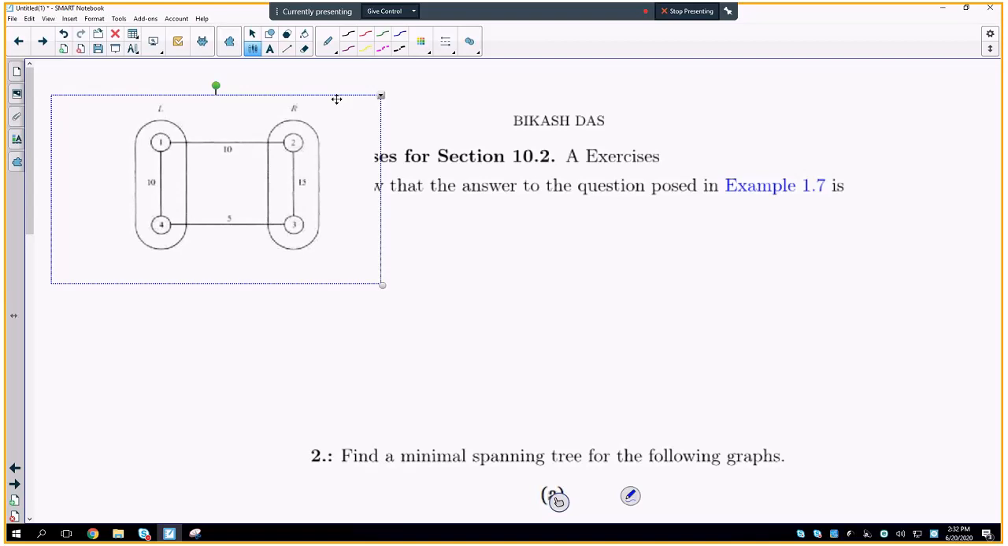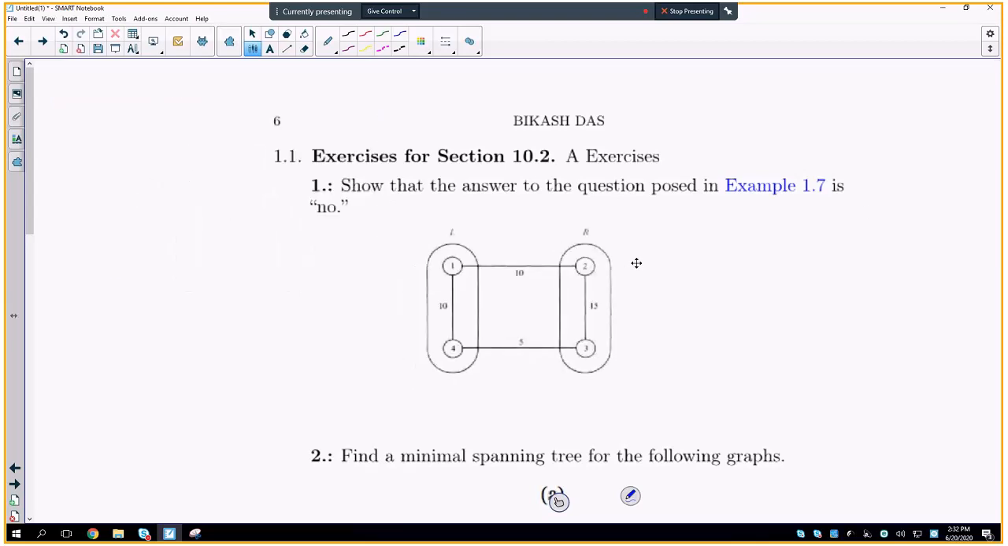So this is a graph that I thought about. I already have set my left set and right set. The two vertices in the left set are 1 and 4, and the two vertices in the right set are 2 and 3. And you see the two bridges between left and right. The two bridges are 5 and 10. Of course, 5 is the lowest weight bridge, so any minimum tree is going to contain that. But does that mean 10 is not going to be a part of the minimum spanning tree?